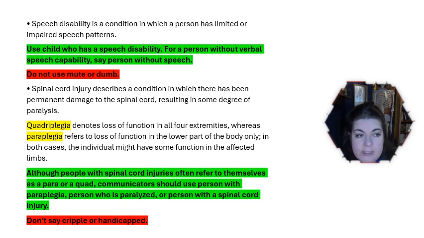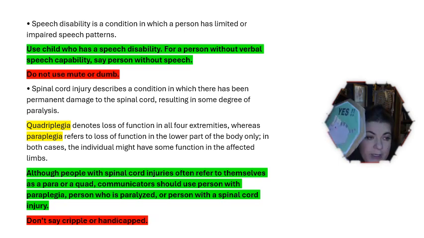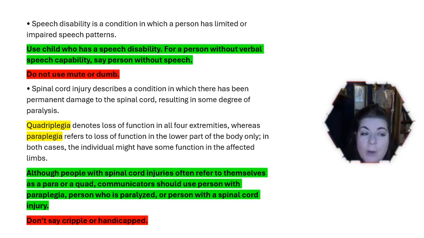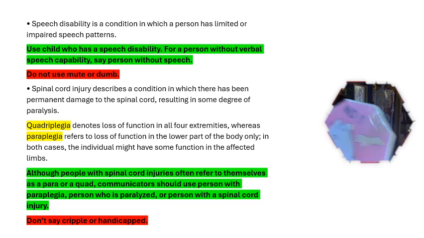All right, speech disability is a condition in which a person has limited or impaired speech patterns. This can be a variety of things involving speech, but please state a child or person who has a speech disability. For a person without verbal speech capability, say person without speech. Do not say mute or dumb.